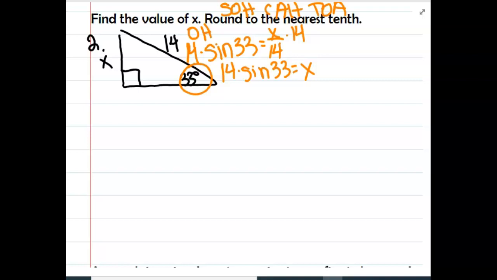Oh, sorry, Jake, you do have one. Okay, so you're going to type in 33 and then sine times 14. When you do this, I want you to make sure you can get the right answer. You should get 7.6. If you did not get 7.6, you need to talk to me, because I would hate for you to go through all this work and just not be able to plug it in your calculator. Anybody have issues getting 7.6? Okay.